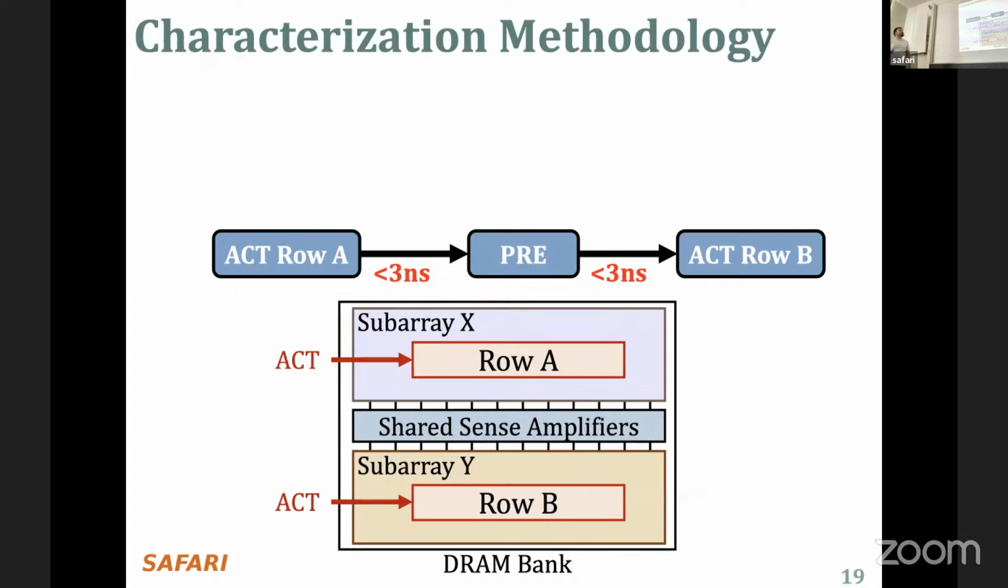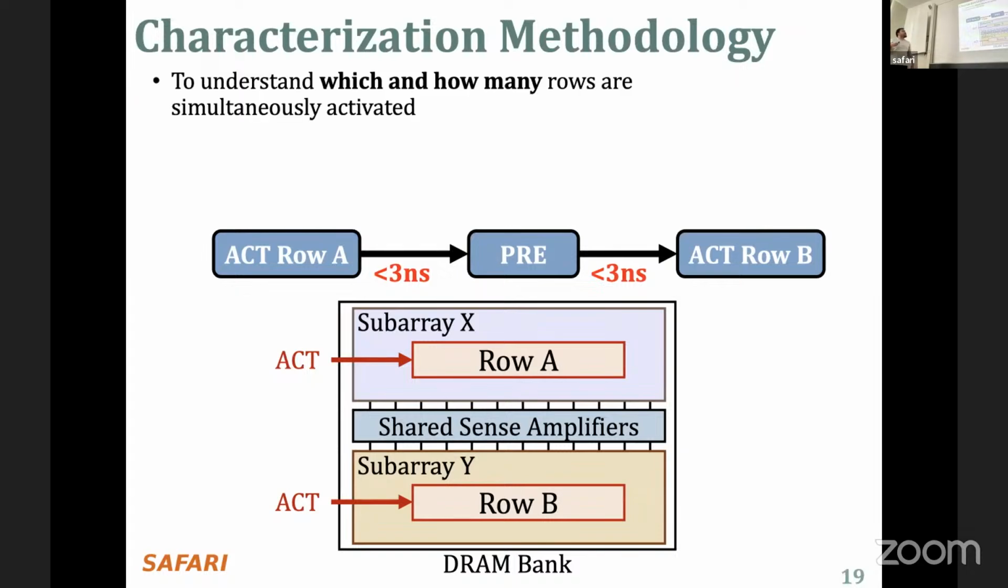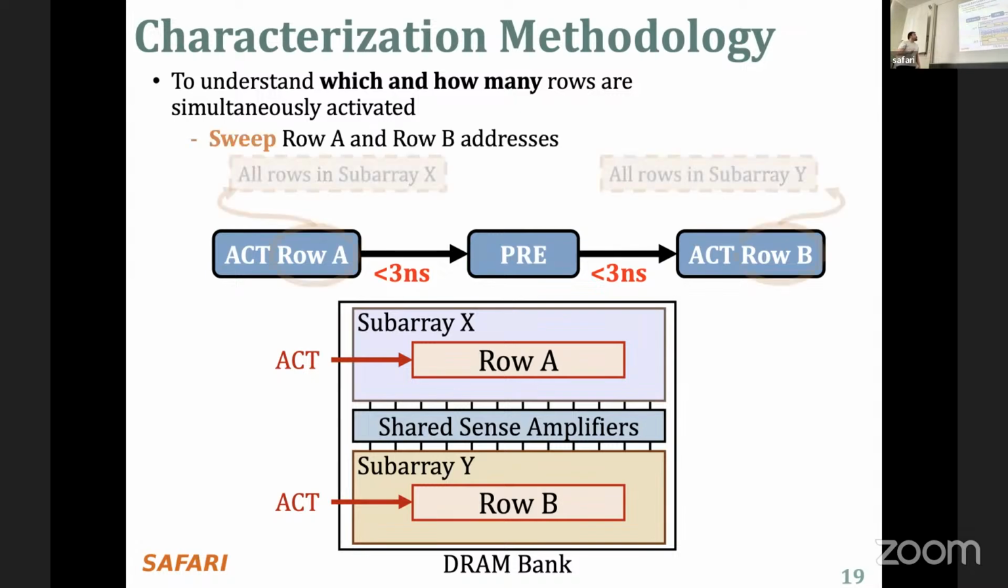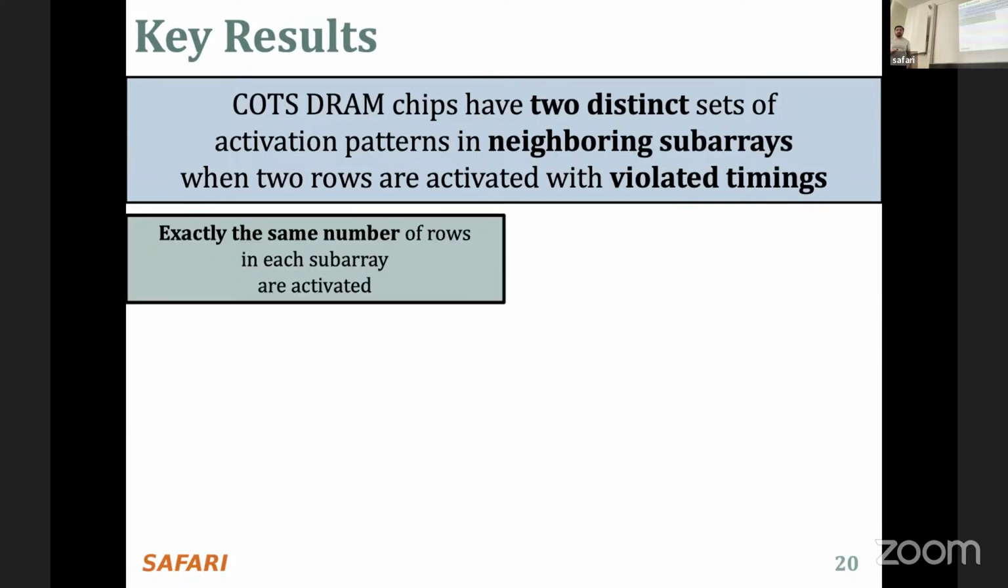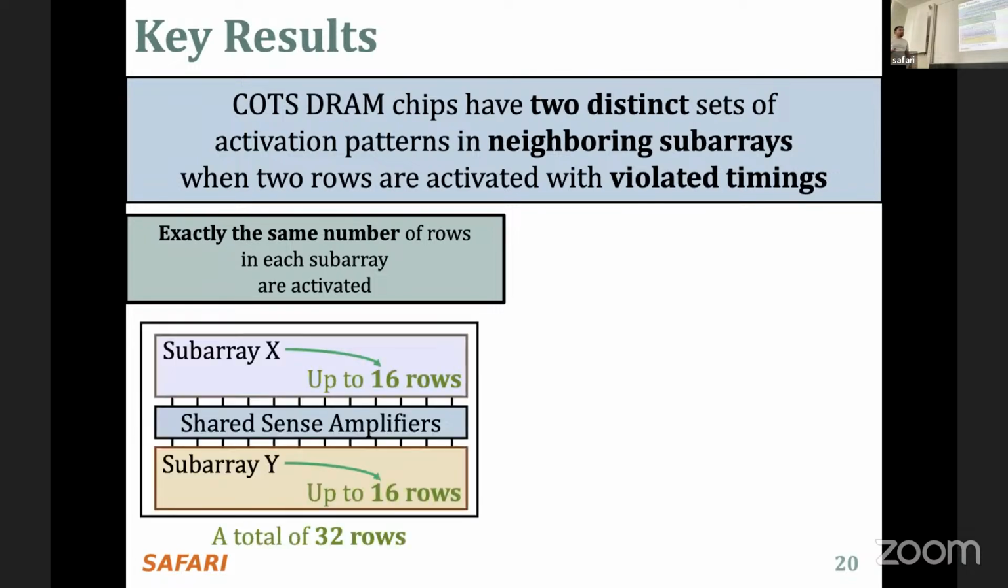To understand this potential, and which and how many rows are simultaneously activated, we sweep the row A and row B addresses, where row A covers all rows in subarray X and row B covers all rows in subarray Y. And here are the key results. We observe that when we conduct this experiment, there are two distinct sets of activation patterns in neighboring subarray activation. First, exactly the same number of rows in each subarray are activated. We observe that we can activate up to 16 rows in each of the neighboring subarrays, a total of 32 rows.